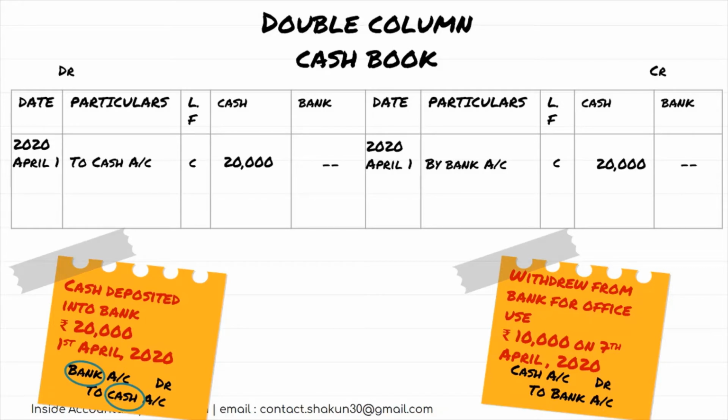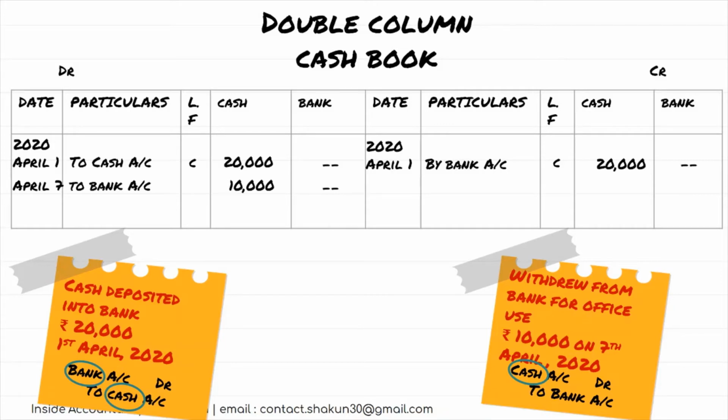Again, in this transaction, we notice that cash and bank, both the accounts are appearing. Since we are making a double column cash book, we have to make a proper treatment of both cash and bank. So first, let's look at cash. Cash account is debited. So on the debit side, we are going to write the name of the opposite account, that is bank. So on the debit side, we write to bank and the amount is written under cash.